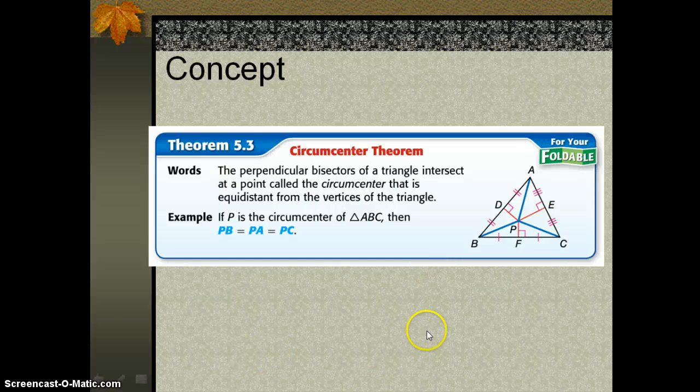Here's another theorem, another way to see the theorem out of your book. Remember that this point is called the circumcenter. So the perpendicular bisectors of a triangle intersect at a point called the circumcenter that is equidistant from the vertices of the triangle. So all these blue lines are going to be equal distance.